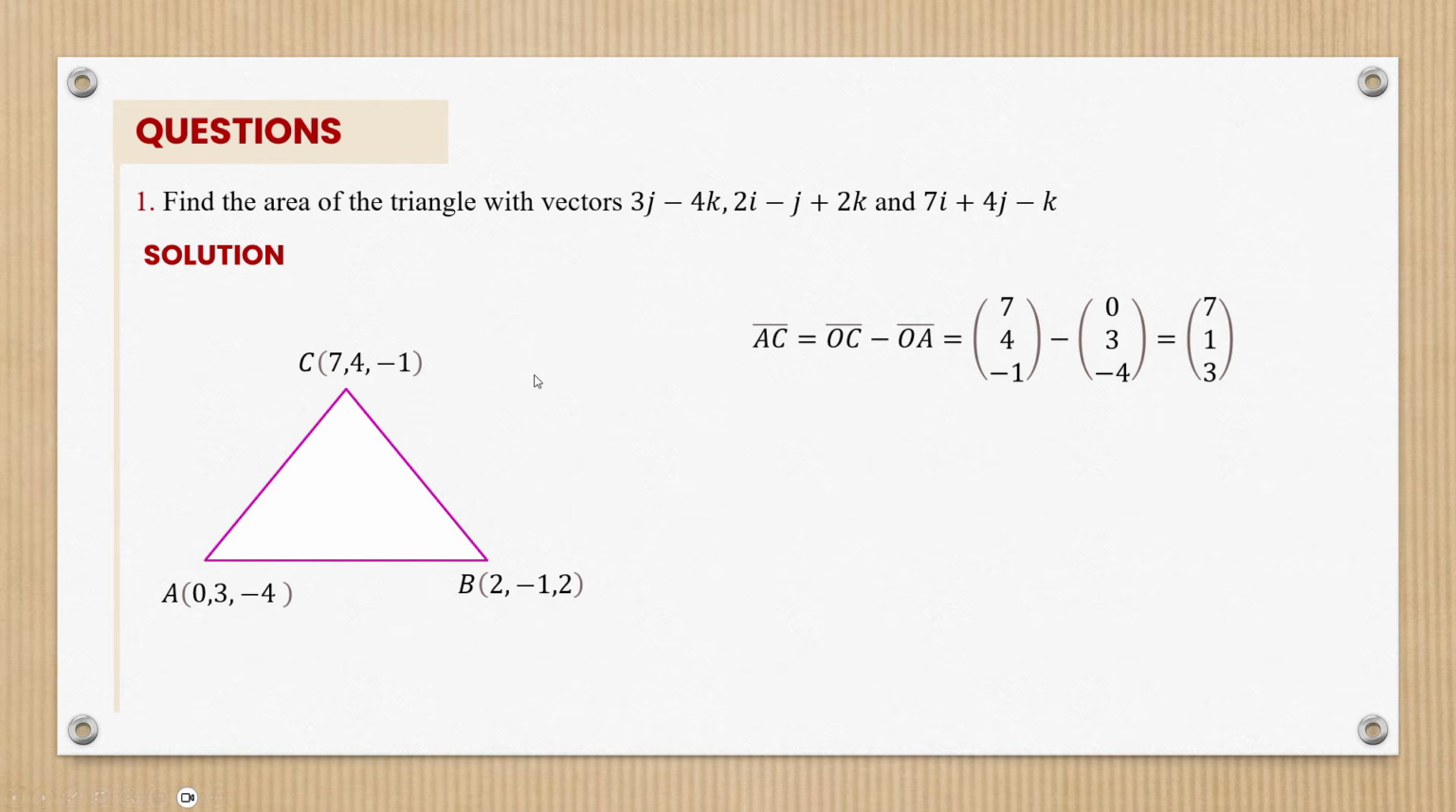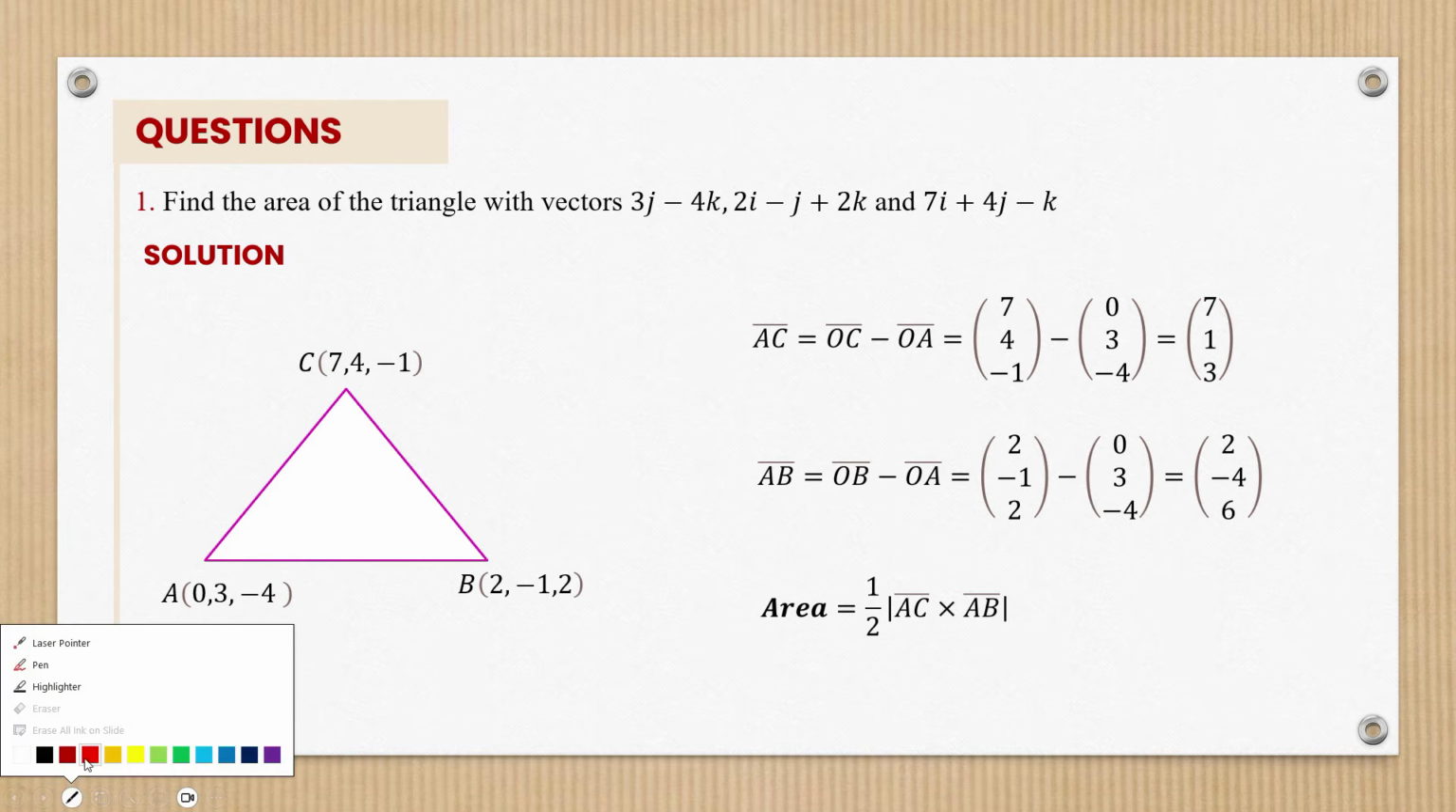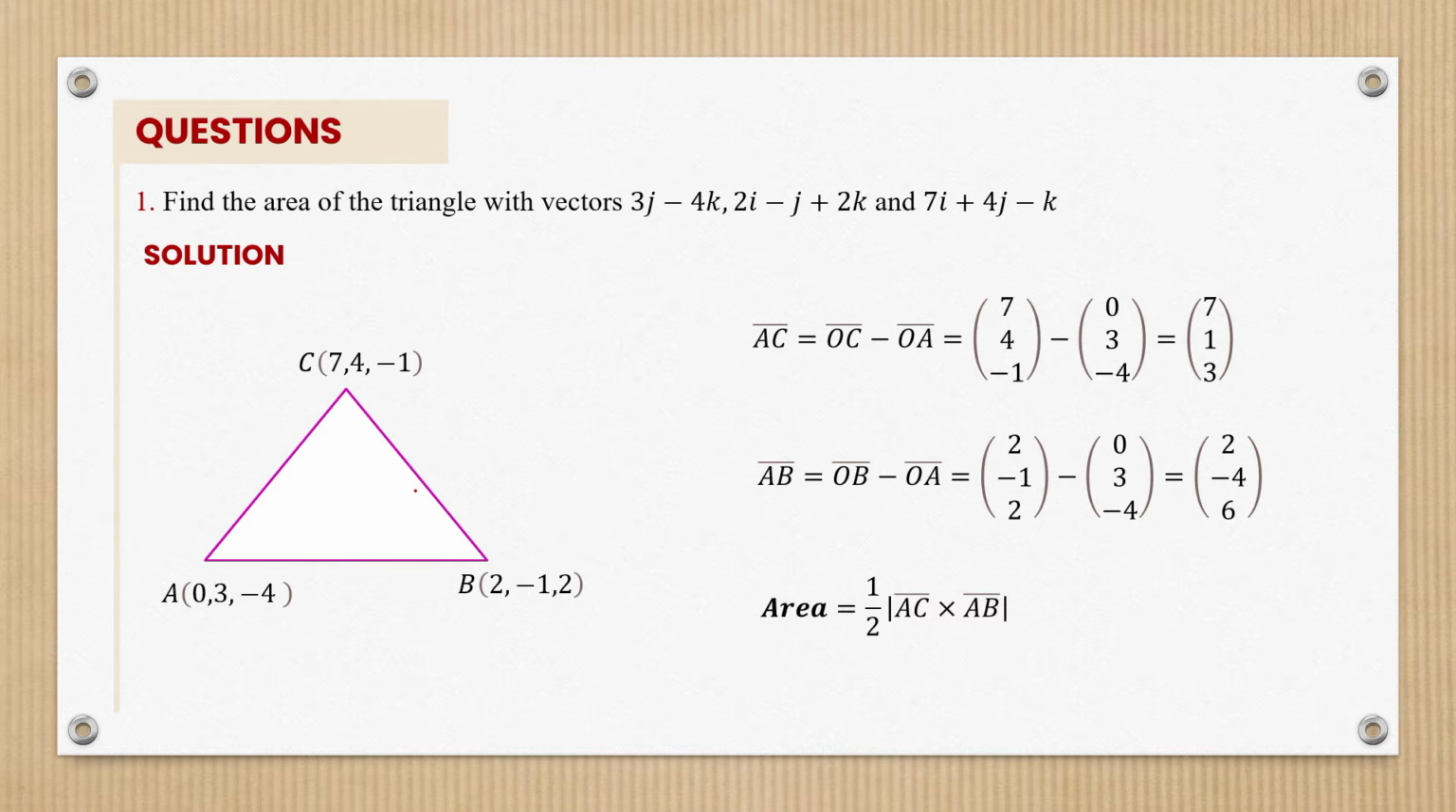As you can already see, let's first find the vectors AC and AB. AC can be found from OC minus OA, which is going to give us 7, 1, 3. Then we can also find AB, which is OB minus OA, which is 2, negative 4, 6. So in this case, we've actually chosen one of the sides that we're going to deal with.